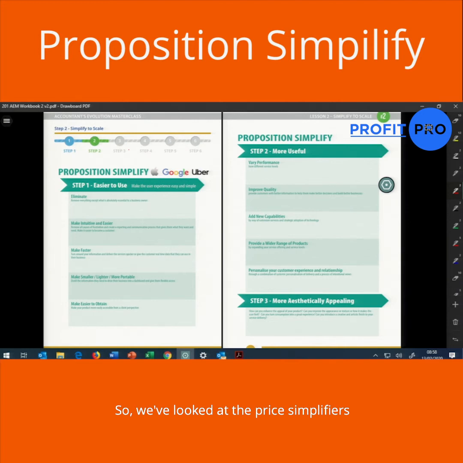So, we've looked at the price simplifiers, for example, Henry Ford, McDonald's, IKEA. Who are some of the proposition simplifiers in the market? Because this is where I want you to begin thinking about you and your business and your proposition and your product. Do you remember step 1 on our build to sell journey? Well, some of the biggest proposition simplifiers are Apple.